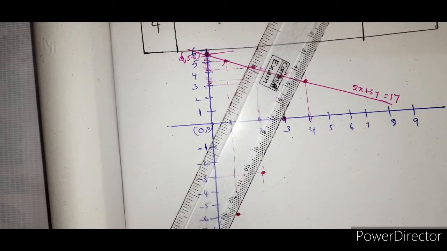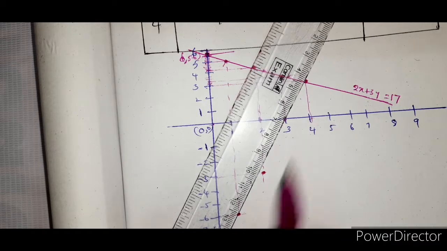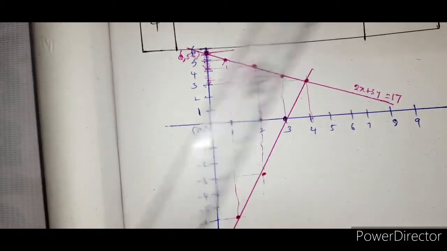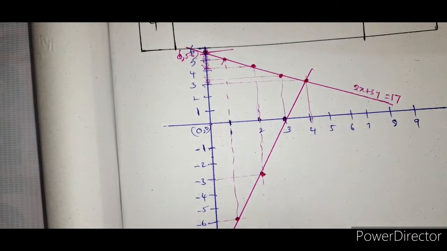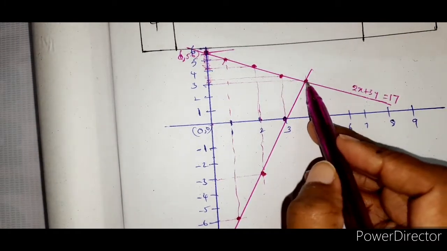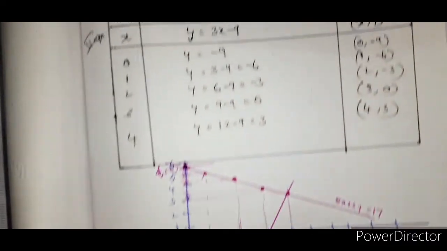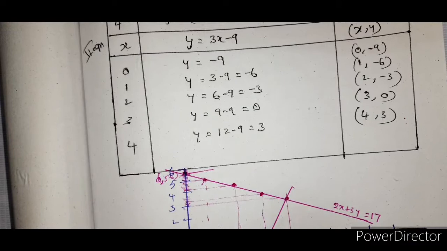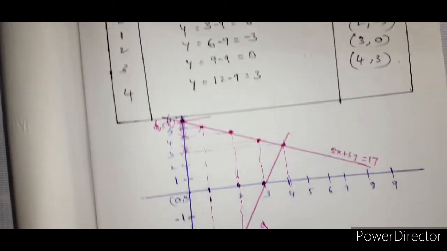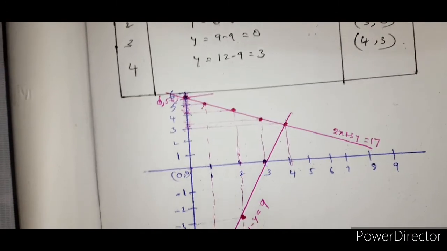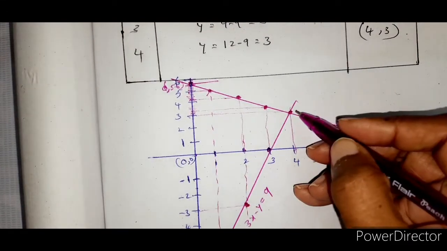Right. So now join the points. If you draw exactly on the graph paper, it will be coming exactly on the line. So now see, what is the point of intersection? Which line is this? This line equation is 3x minus y is equal to 9. So I have mentioned that here. 3x minus y is equal to 9 is this equation and this is this one.